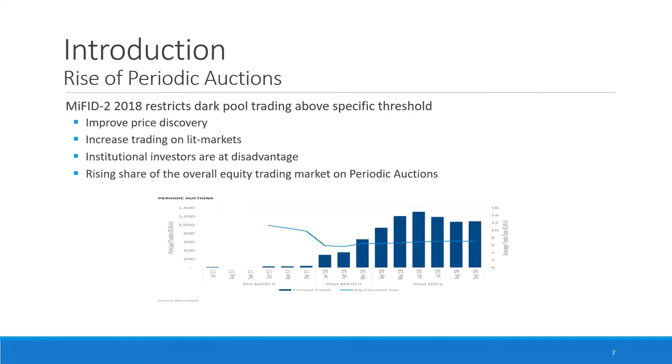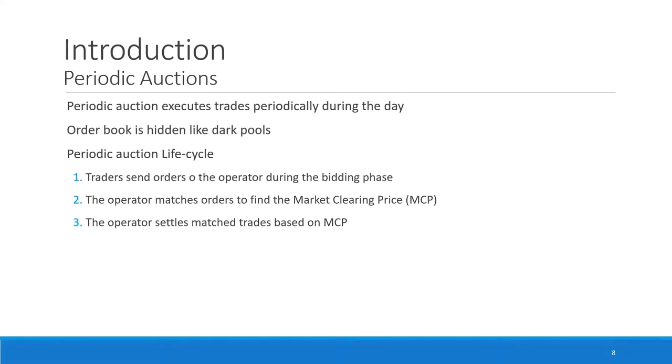However, institutional investors are once again at a disadvantage. And here is the moment where periodic auctions have gained more popularity. So as we can see here, post the regulation of MiFID II, the periodic auctions have become more popular because they share some properties with dark pools, such as hiding the order book, while they provide more price discovery tools and more fair price.